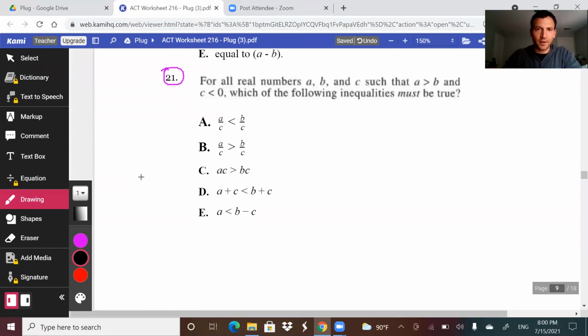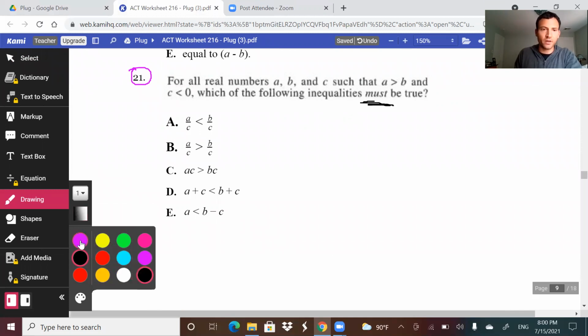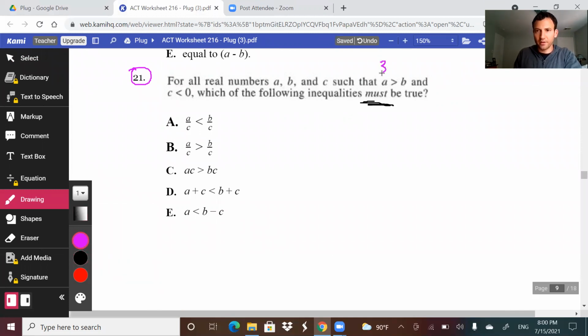Okay, let's look at this problem. For all real numbers A, B, and C, such that A is greater than B and C is less than 0, which of the following inequalities must be true? Okay, I'm going to make A 3, B 2. We'll make C negative 2.